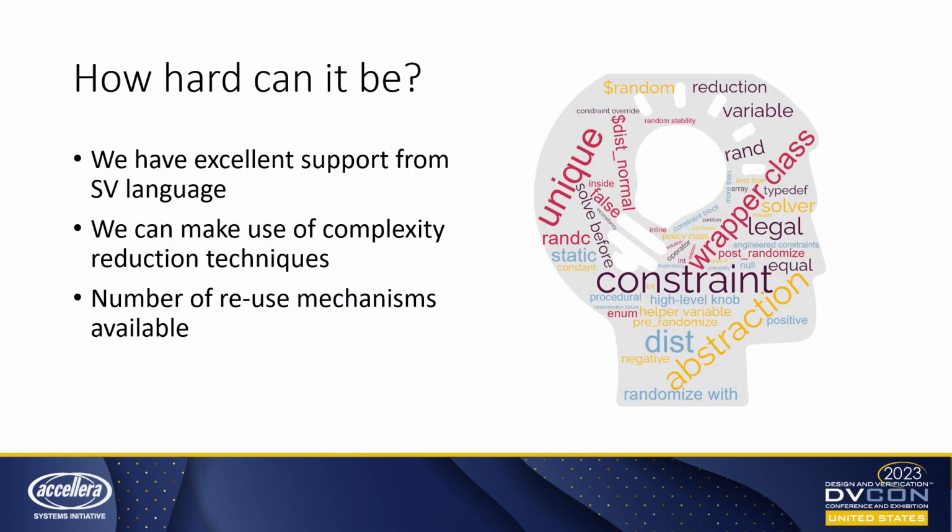So how hard can it be? We have excellent support from SystemVerilog to write constraints. For example, the unique construct, array reduction operators, and so on, and the syntax will generally allow us to come up with neat ways to write constraints. We can also make use of complexity reduction techniques, for example, wrapper classes to encapsulate behaviors and model them. We also have a number of reuse mechanisms available, many presented over the years here at DVCon, things like policy classes and constraint extensions, for example.